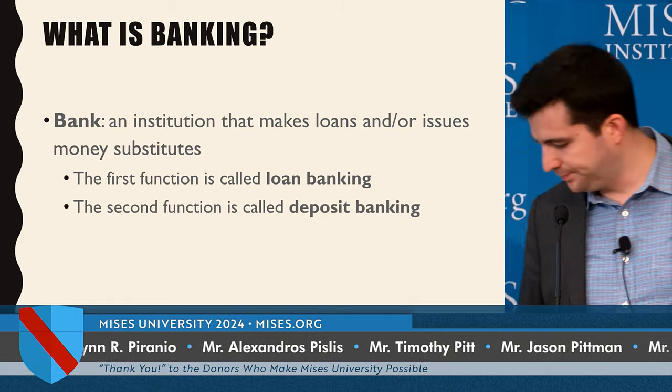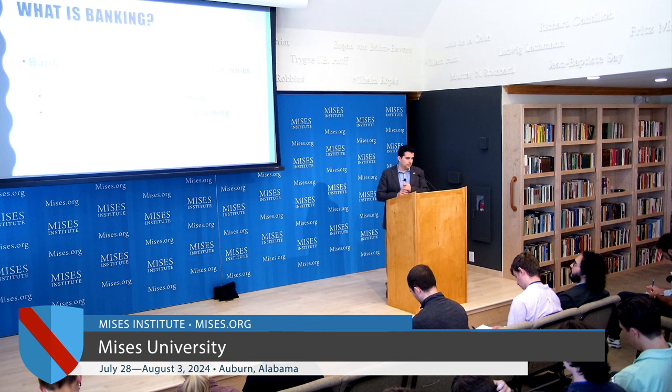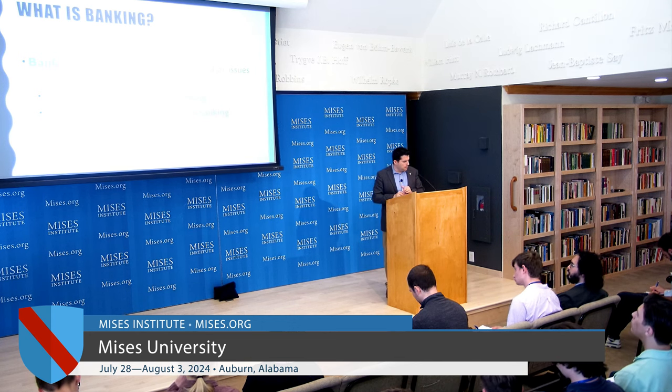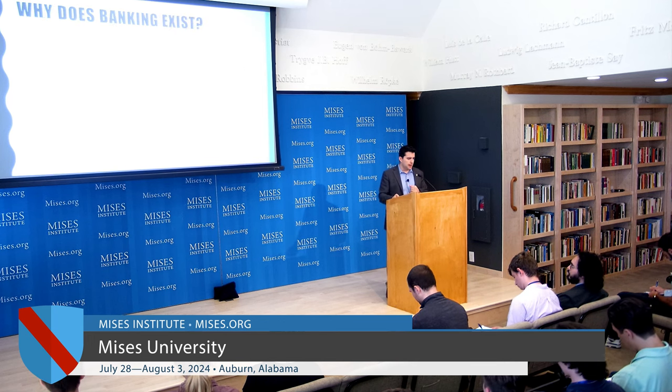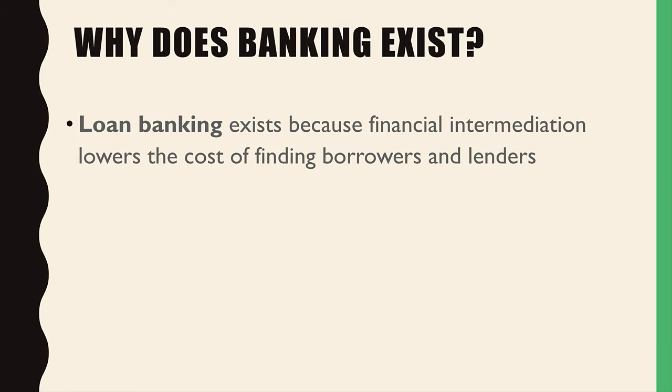So that's what a bank is. Why do banks exist? Why are these functions important? Well, loan banking exists because financial intermediation lowers the cost of finding borrowers and lenders.